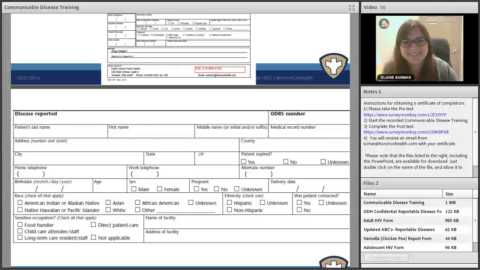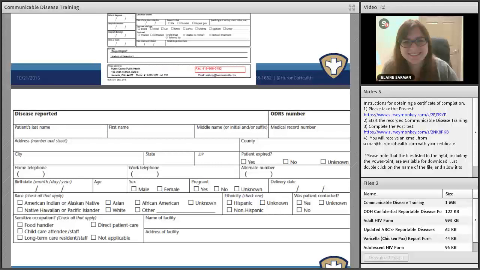Pregnant and delivery date are really important because there are certain reportable diseases that infants can be at risk for. So, for example, hepatitis B. If the mother's pregnant, I would want to know that so we can follow the infant as well. There are several of those that we want to know, STDs as well. We want to know if they're pregnant or not. So if you have that information, please enter that as well.